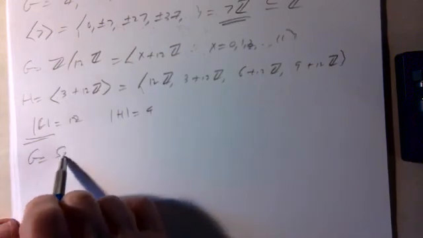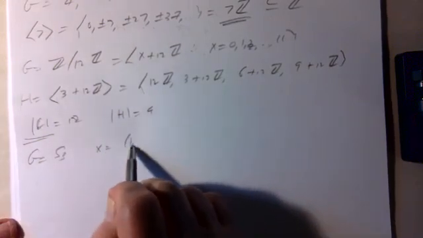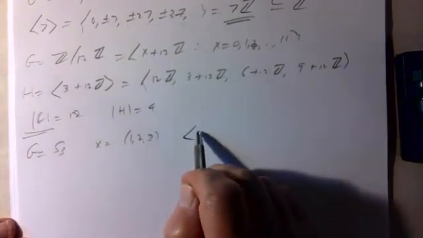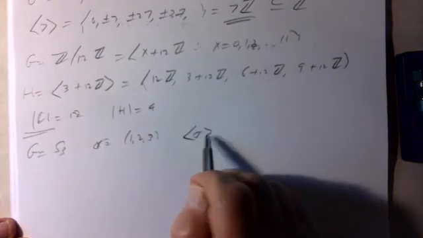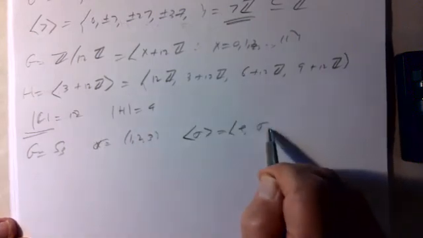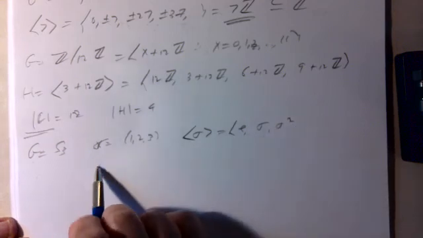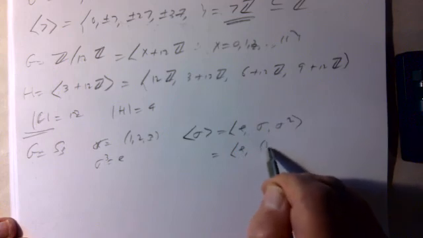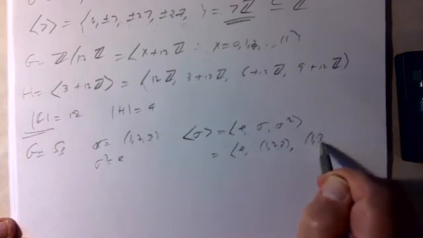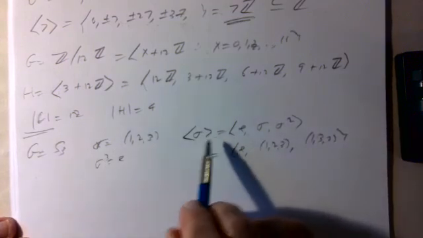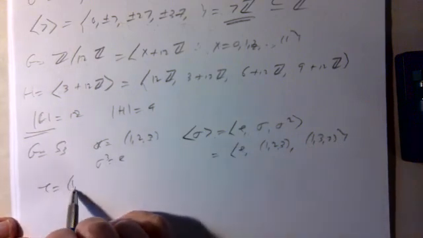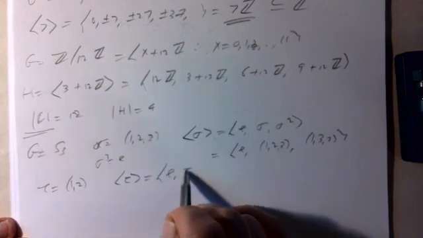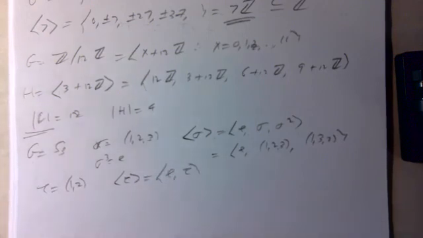Suppose I take G to be S3 and X to be the permutation 1, 2, 3. Call it sigma. The subgroup generated by sigma is the identity, sigma and sigma squared, because sigma cubed is the identity. That's E, (1 2 3) and (1 3 2). That's the subgroup generated by sigma. If I take tau to be the transposition (1 2), the subgroup generated by tau is just E and tau. Tau squared is the identity.